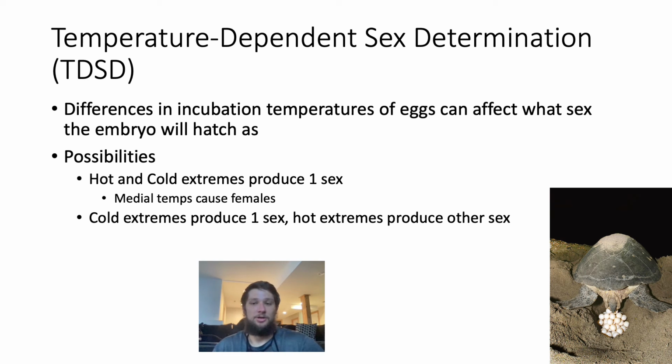Temperature-dependent sex determination occurs through differences in incubation temperatures of eggs, which can affect what sex the embryo will hatch as. So when an egg is incubated at various temperatures, that could be cold extremes or hot extremes. One possibility is that hot and cold extremes produce one sex, while in between those extremes, which would be something of a median temperature, those could cause females or the opposite sex. Another scenario would be that cold extremes produce one sex, while hot extremes produce another sex, and there is no median which produces that one sex.